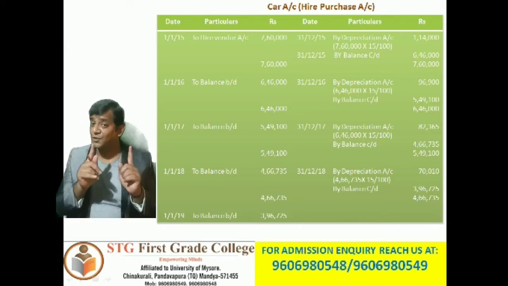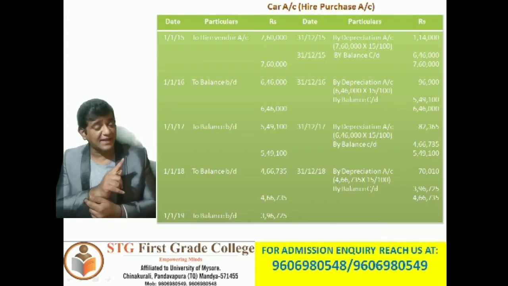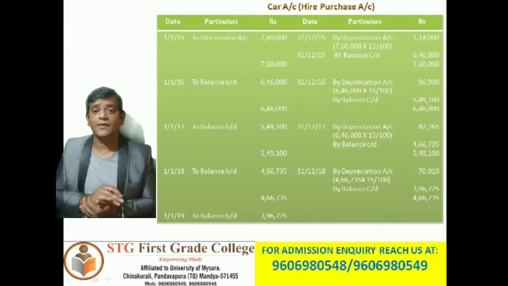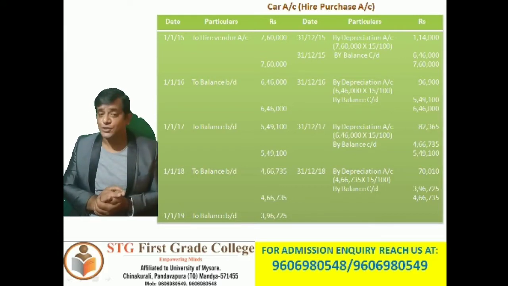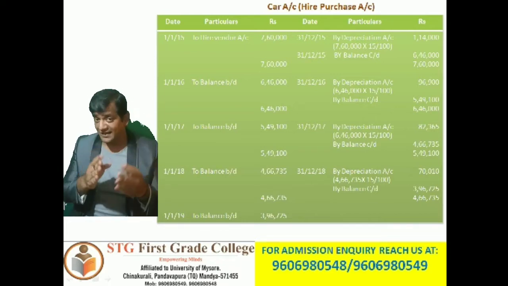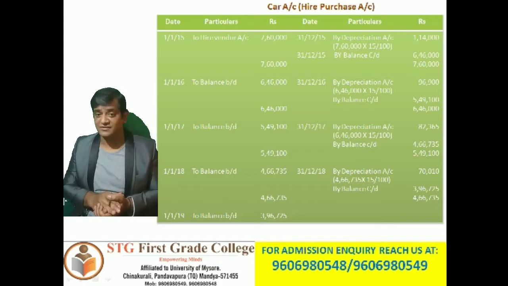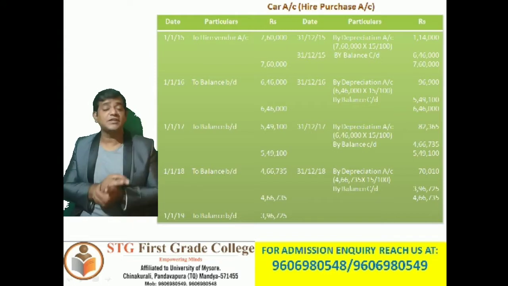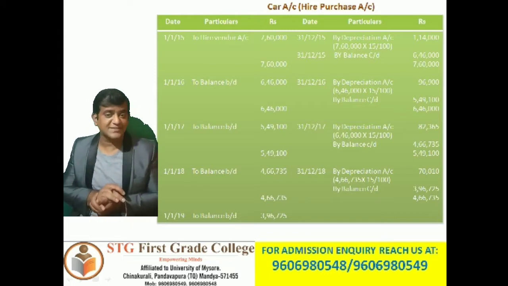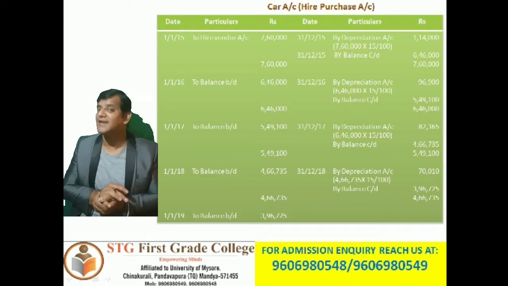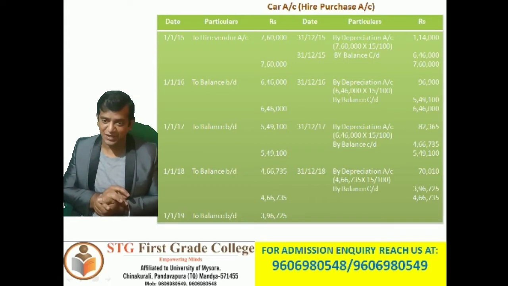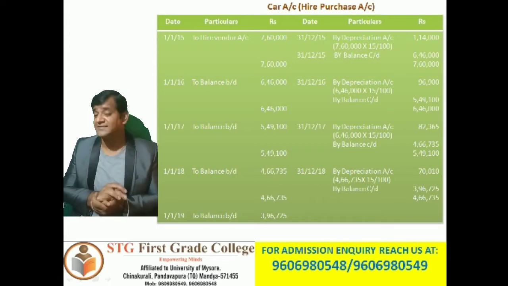Now both the side total 7,60,000, 7,60,000. So next we do have 1/1/2016 to balance brought down 6,46,000. So year end again, 31/12/2016, by depreciation account. So what was the brought down figure? 6,46,000 into 15 divided by 100. So that comes to 96,900.